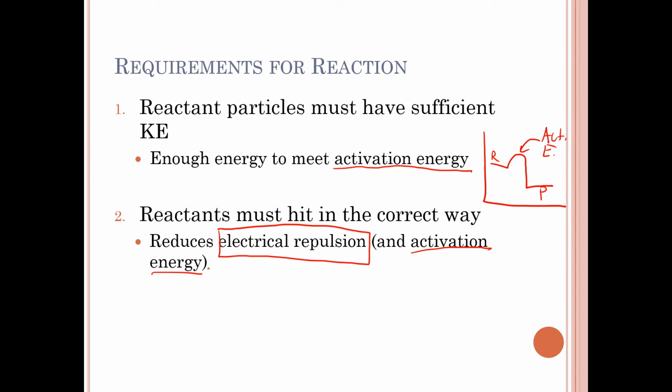By reducing the electrical repulsion, I can reduce the amount of activation energy needed to cause the reaction. Okay. By contrast, if I want to prevent a reaction from happening, I can force the molecules to meet in a fashion that promotes electrical repulsion.